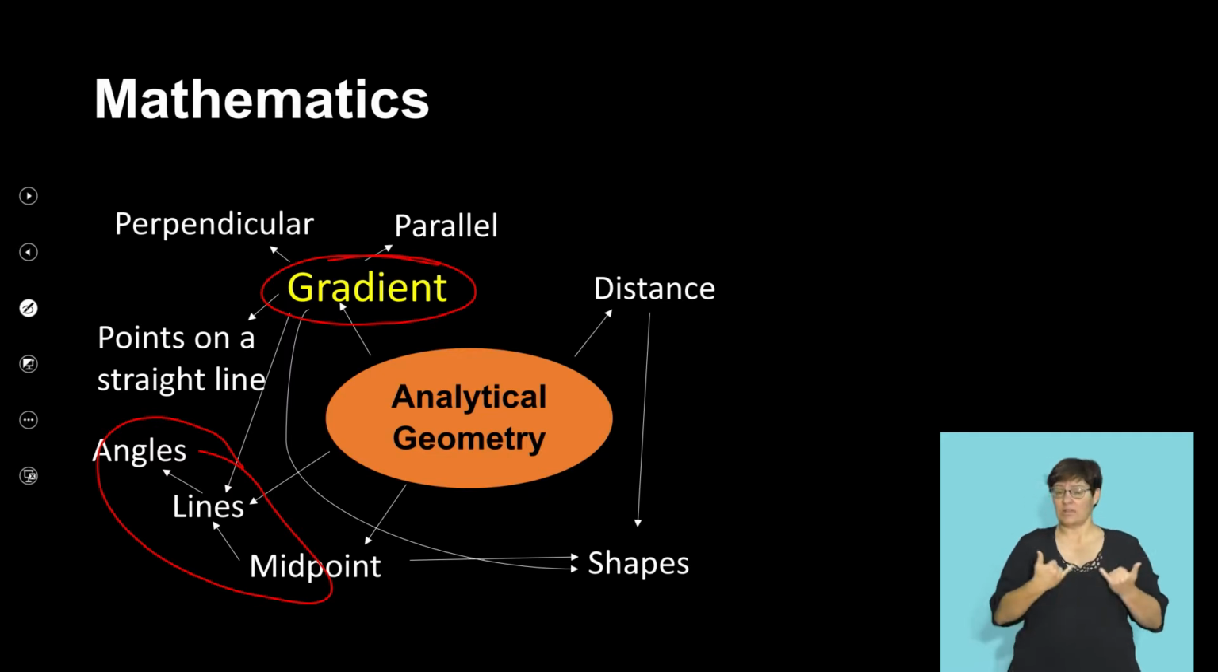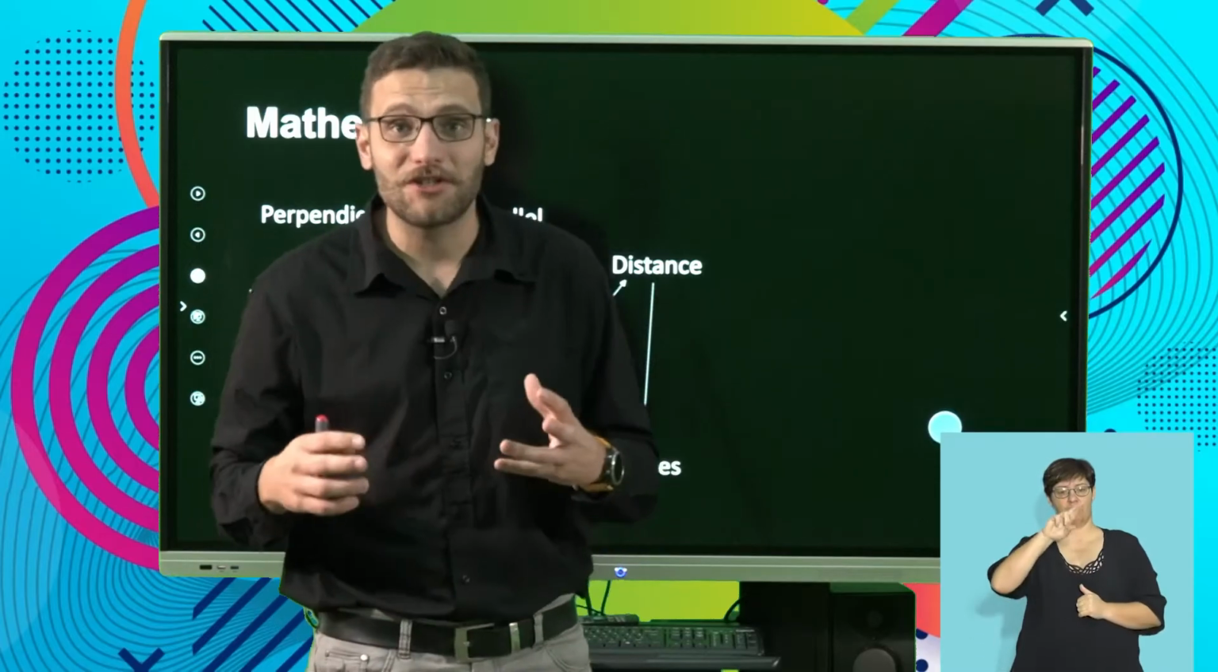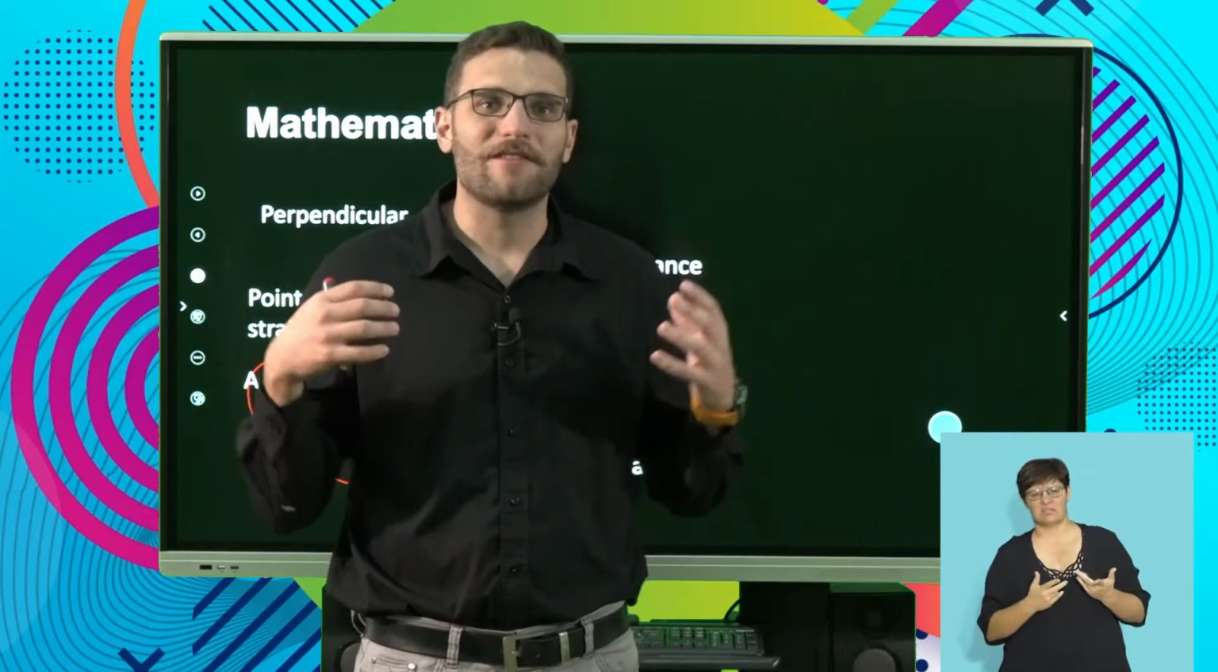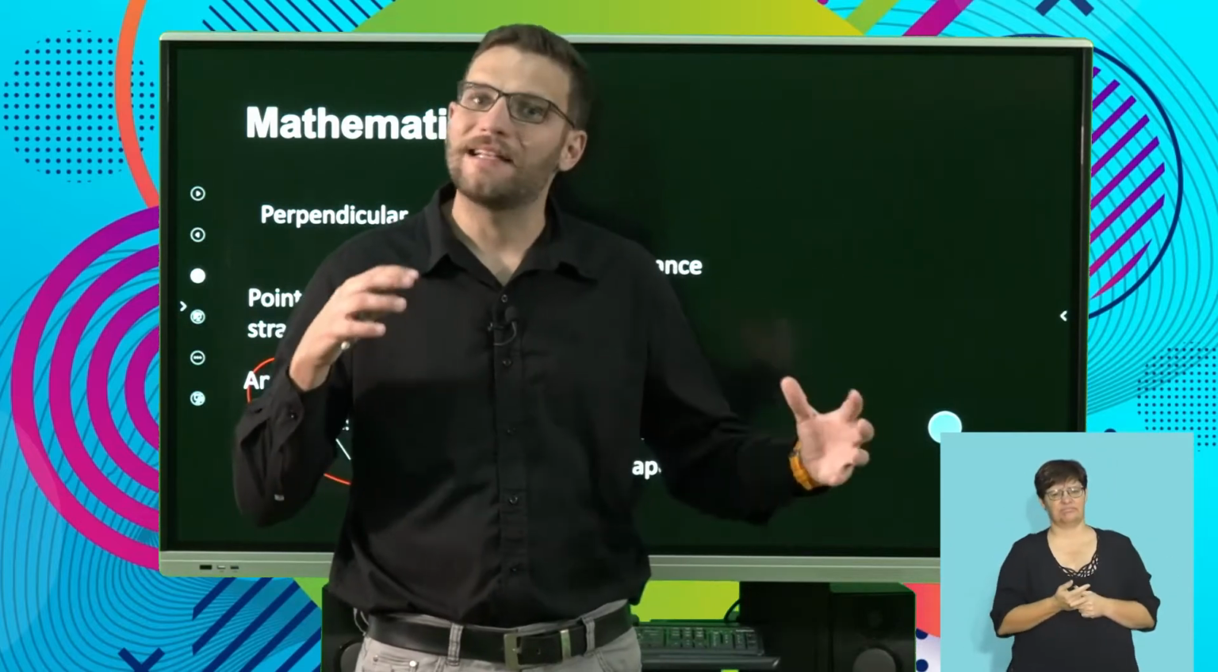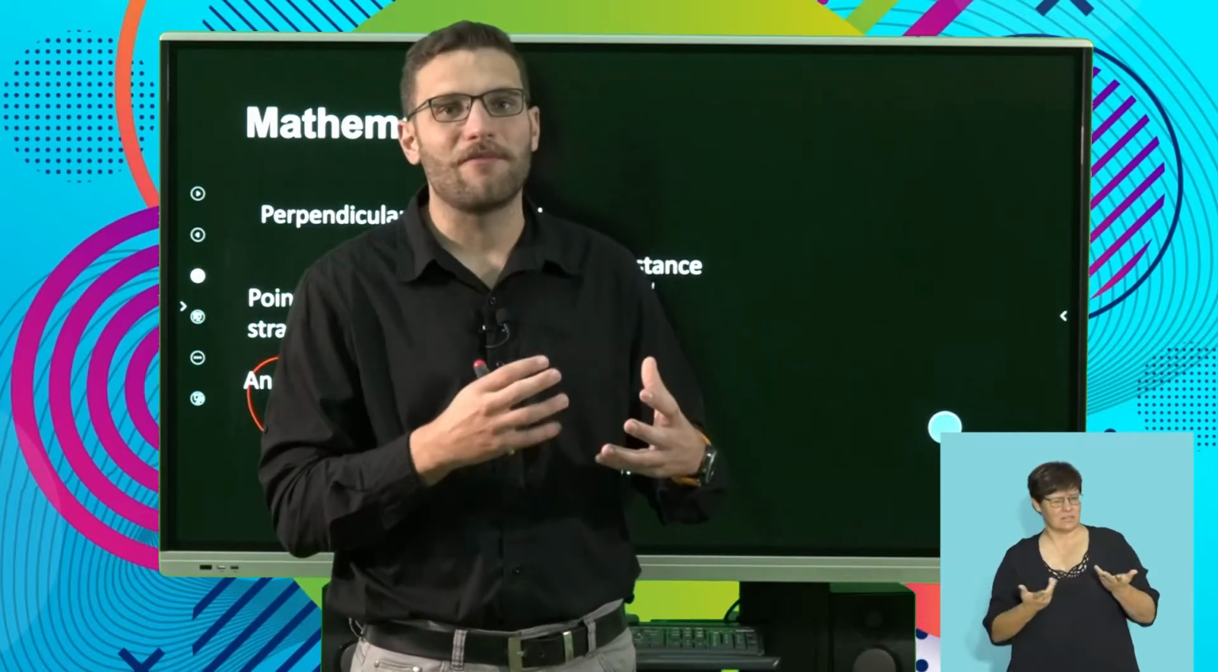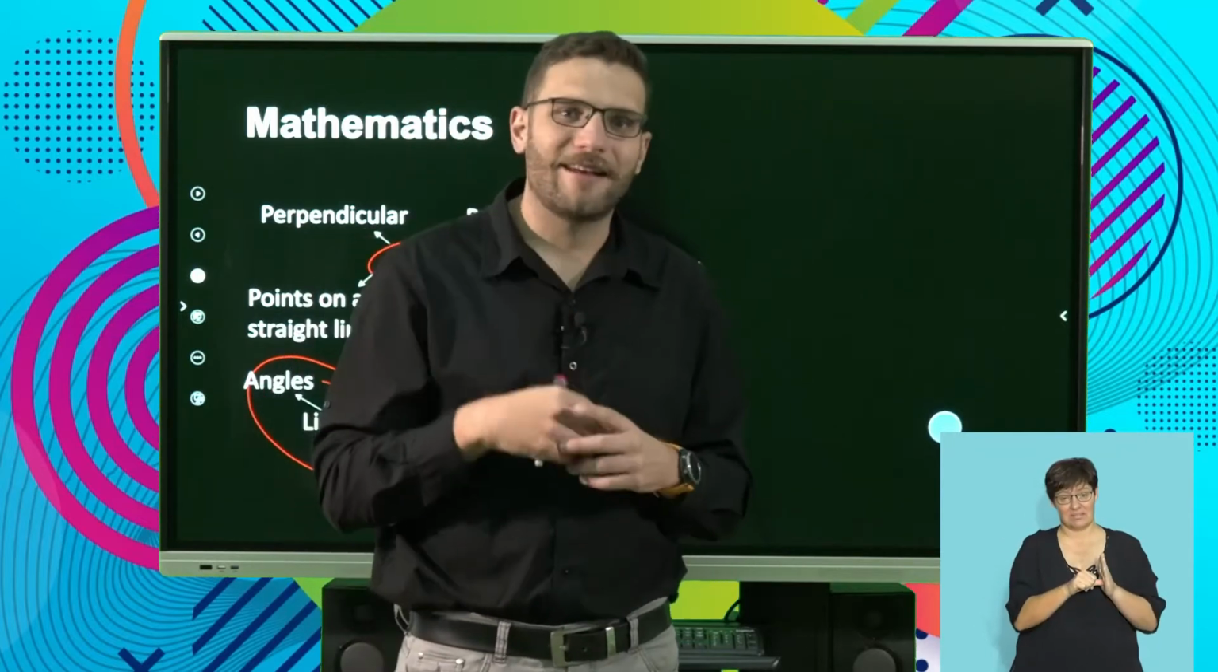Now, we've spoken about the gradient when we've done functions, we've drawn straight lines, we've done parabolas, and we've spoken about average gradients. But I just want to go back there. I want to make sure that we've got those concepts, because that's going to be critical in analytical geometry.